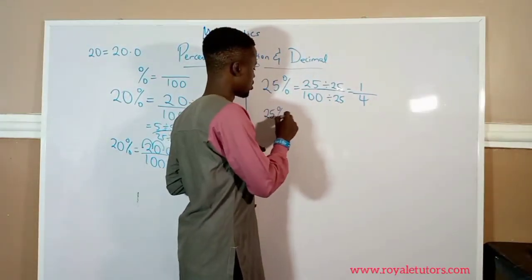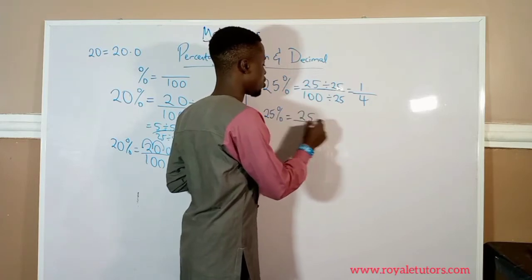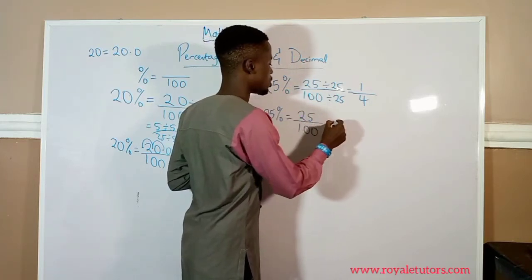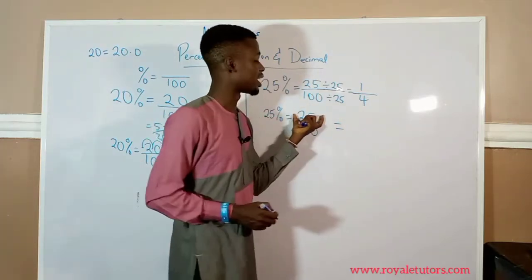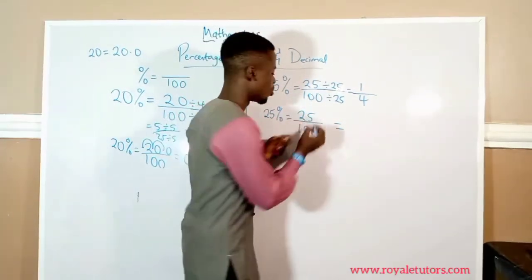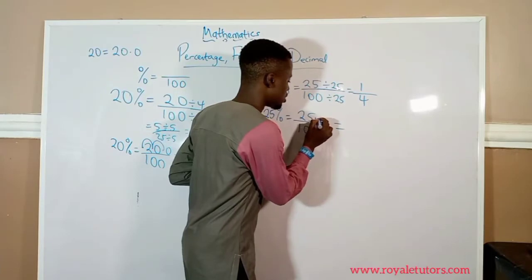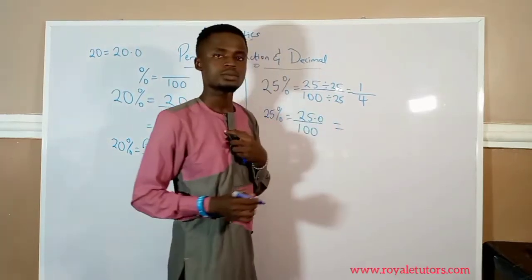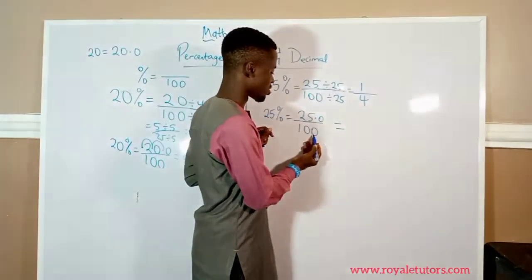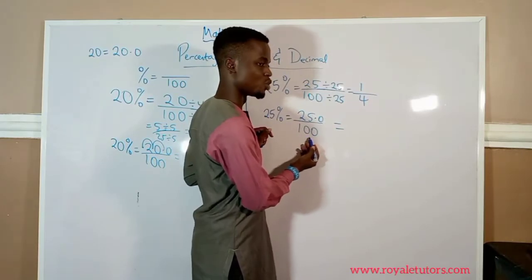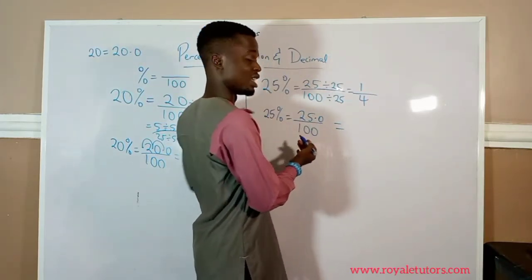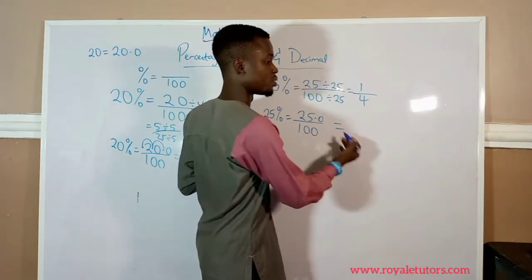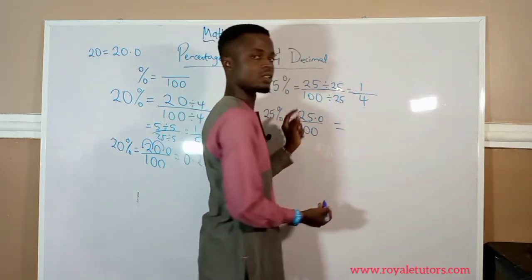25%, which is 25 out of 100, I want to change it to decimal. Don't forget, the first thing to do is write this number like it is a decimal number. How? I say this is 0.0. So if it is 0.0, you ask yourself, how many zeros do I have? 2 zeros. So you shift it to the left because you are dividing. When you divide, you shift it to the left 2 times. When you multiply, you shift it to the right 2 times. What are you shifting? The decimal point.